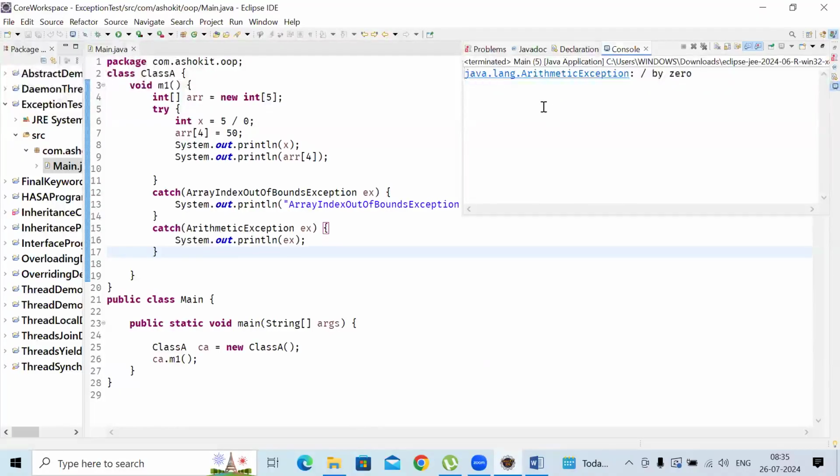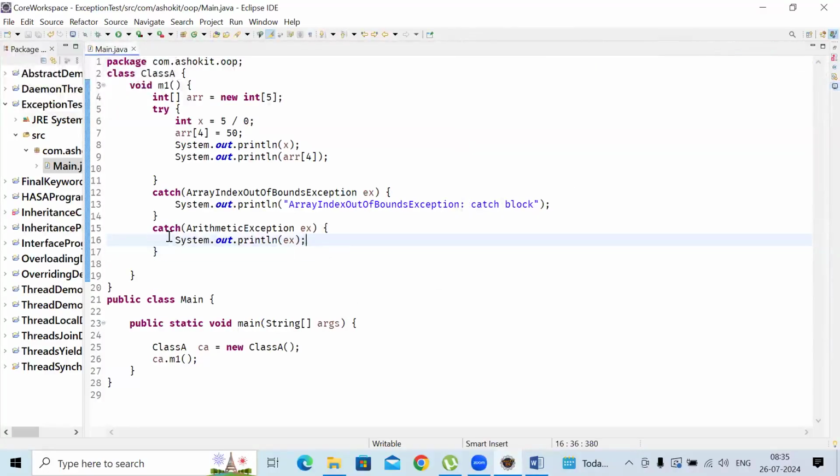Okay, cool. Tell me, what is the message? What are the details displayed here? First, the exception class name, colon, some message, right? What's the message? Divided by 0.